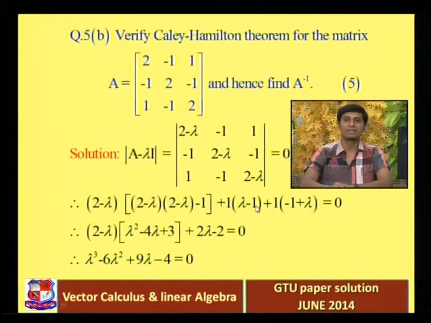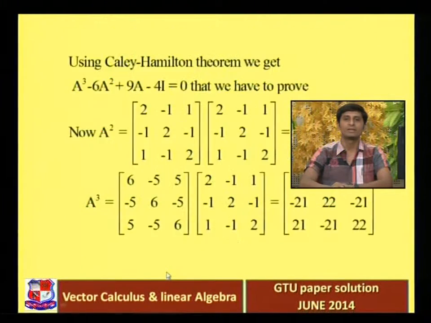When we simplify this step, finally we get lambda cube minus 6 lambda square plus 9 lambda minus 4 equal to 0. So definitely lambda minus 1 is one of the factors, because the coefficients add up to 0. You can see 1 plus 9 is 10, and then minus 6 minus 4. When we put lambda equal to 1, this equation is satisfied. So lambda minus 1 is one of the factors of this equation, and the other is a second degree polynomial.